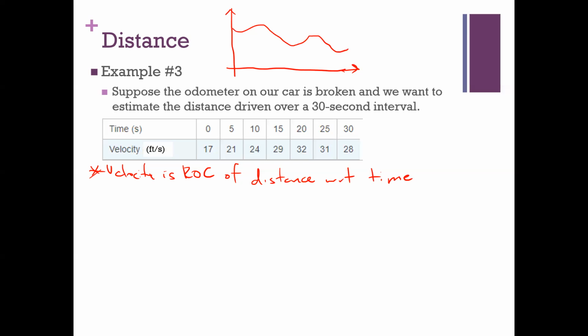Let's just break it down one piece at a time. Let's say I wanted to find my distance over the first 5 seconds. How might I do that? Between time equals 0 and time equals 5, I want to figure out as close as I can my distance. What might I do there? We'll call that distance 1. It's approximately equal to what?